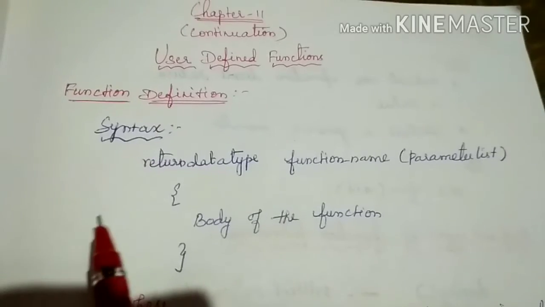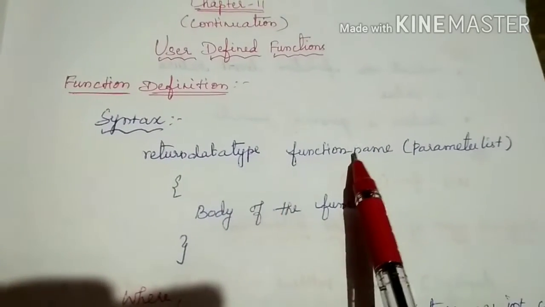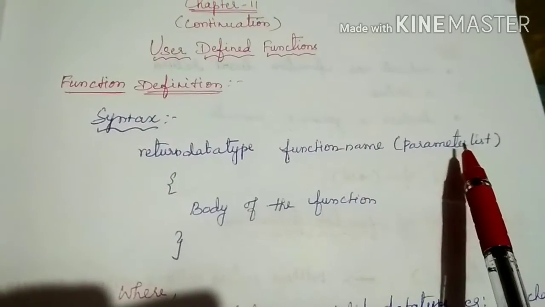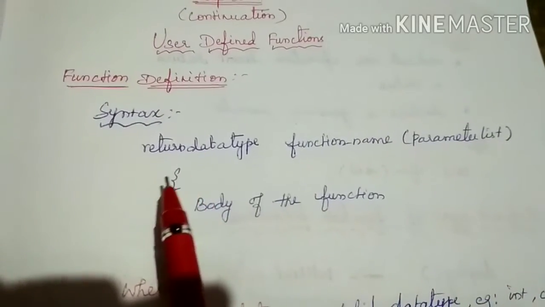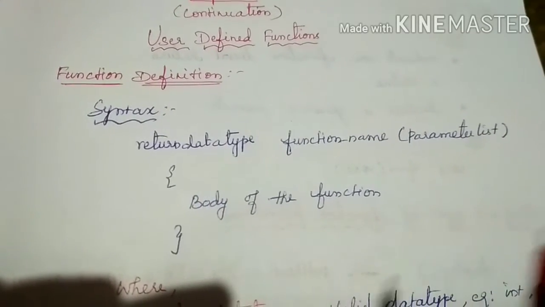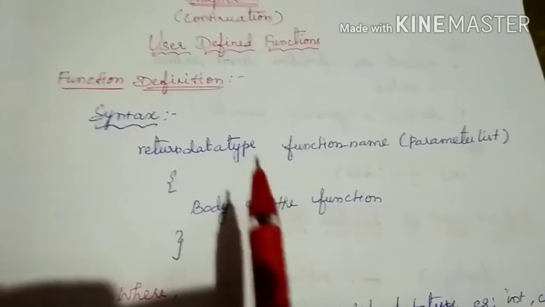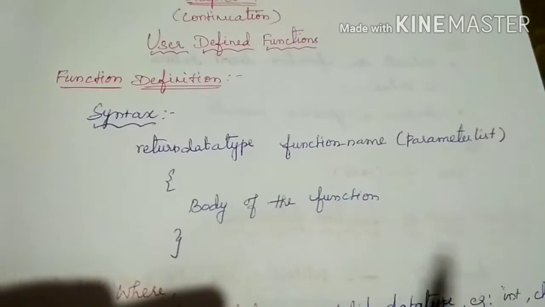Okay. The syntax for declaring a function is return data type, then function name, and then give the parameter list. The parameter list is given within parentheses, and then using the curly braces, give the body of the function, that is executable statements, and close the curly braces. This is the syntax for defining the function in a program.